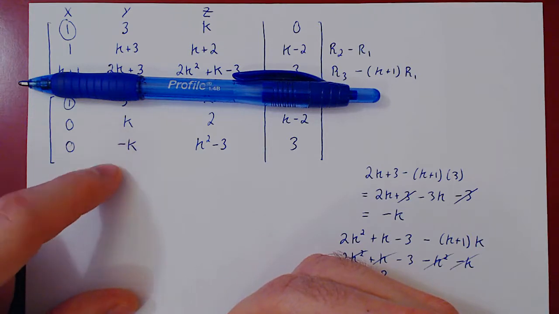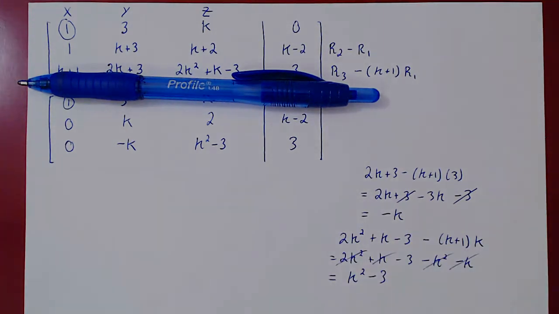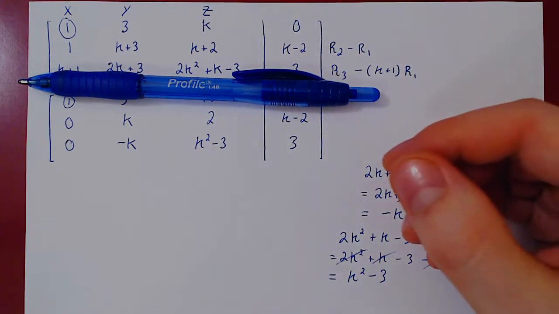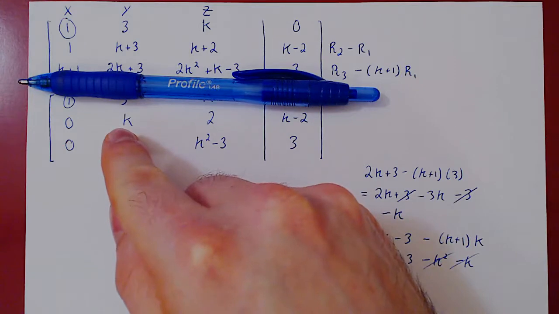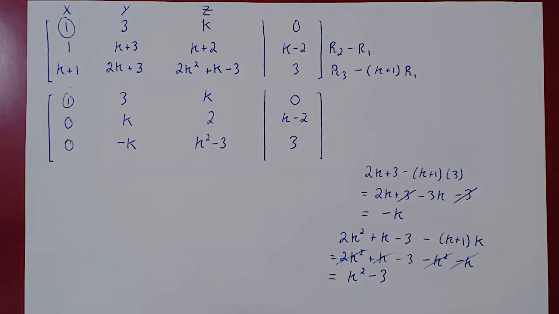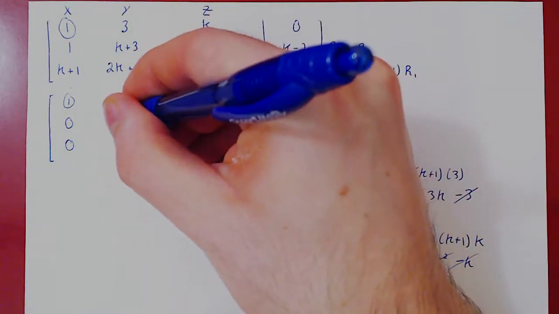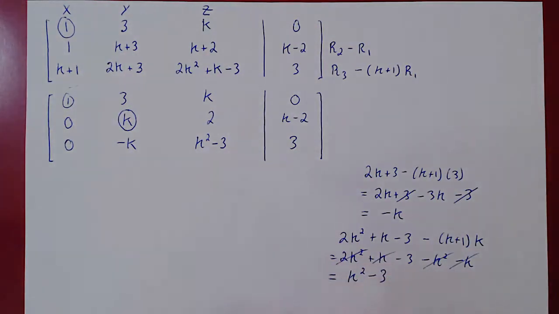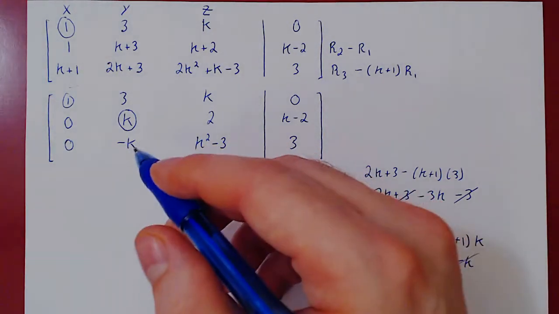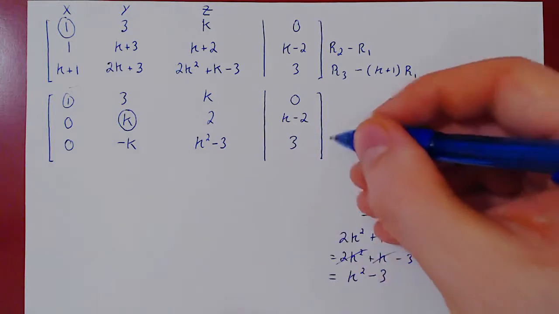Here, both entries are k. And here be careful not to multiply row 2 by 1 over k, as k could be 0. k is allowed to range over all real values. And if k is 0, you can't do 1 over 0. So all you have to do here is be happy with a potential leading 1. So leave k as it is, as a potential leading 1, and now kill the entry below it. This is quite simple. We'll do row 3 plus row 2.